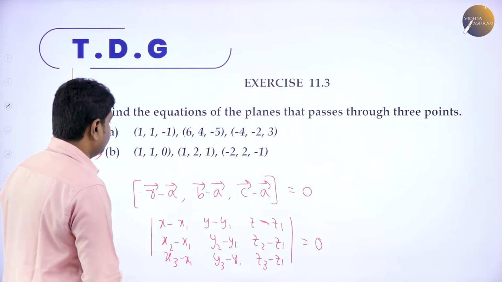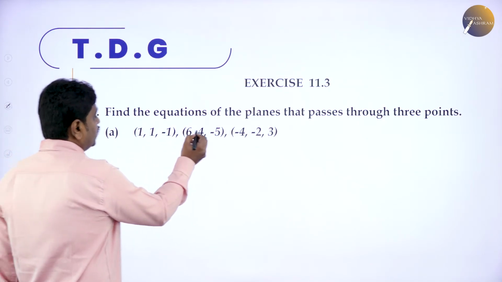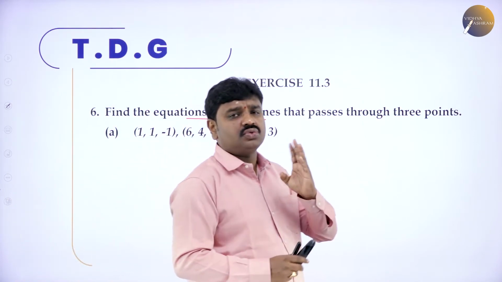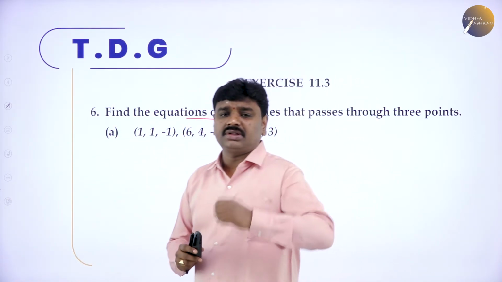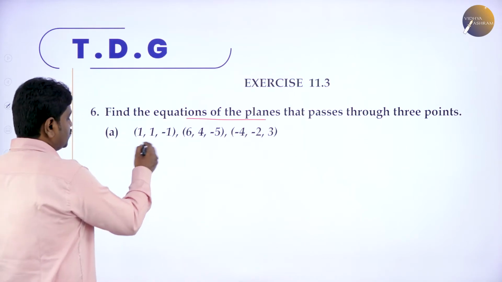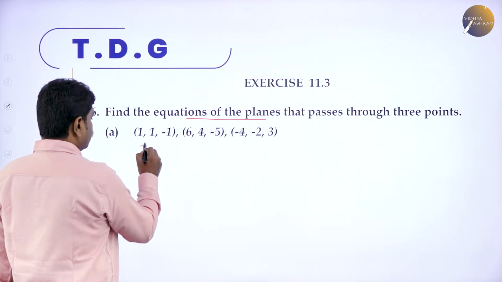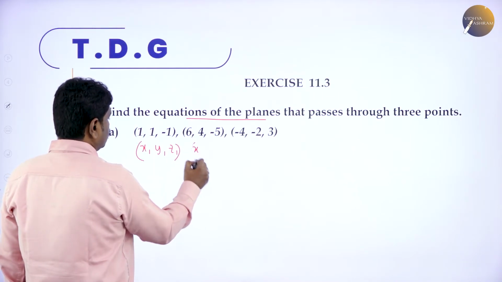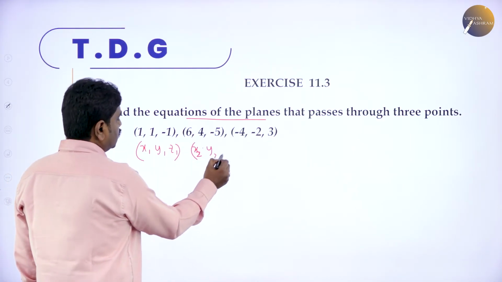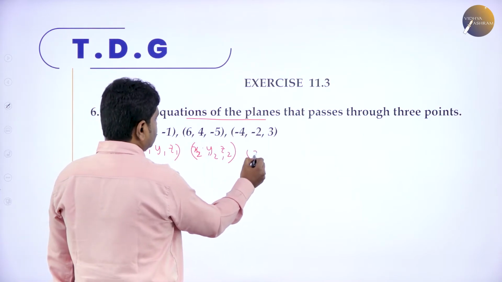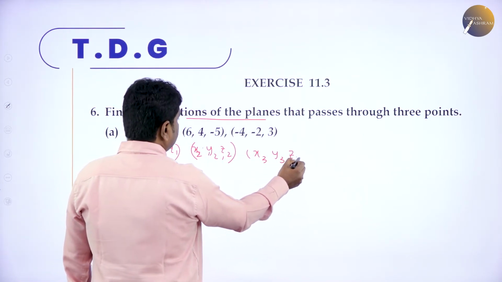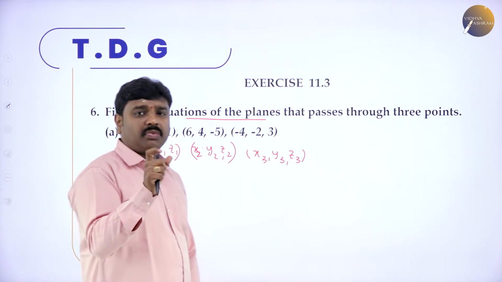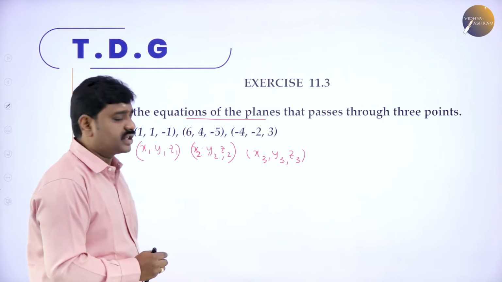Now we'll go to the first problem. First they want you to find what? The equation of a plane. And how many points did they give? It is passing through 3 points. We assume they are non-collinear and we'll apply the rule. What is the rule? We take the first point as x1 y1 z1, the second point as x2 y2 z2, and the third point as x3 y3 z3. Directly you can use the Cartesian form, because the vector form is also a scalar triple product, which finally gives you the Cartesian form.